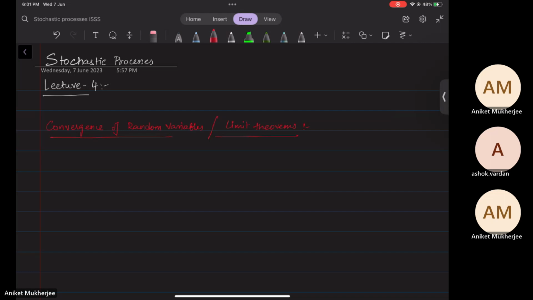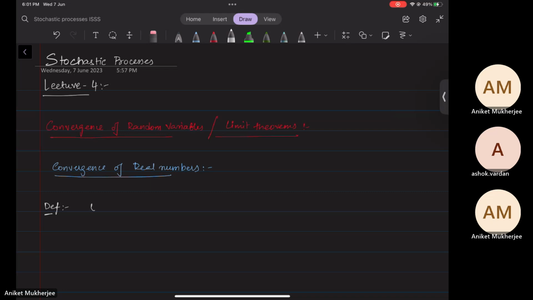Before going and seeing convergence of random variables, we'll just see what convergence of real numbers means. So first we'll see convergence of real numbers. Okay. So first I'll give the definition. In this definition, what I'm trying to say is you have a sequence, an infinite sequence of real numbers. What does it mean when you say that the limit of the sequence is some number x?